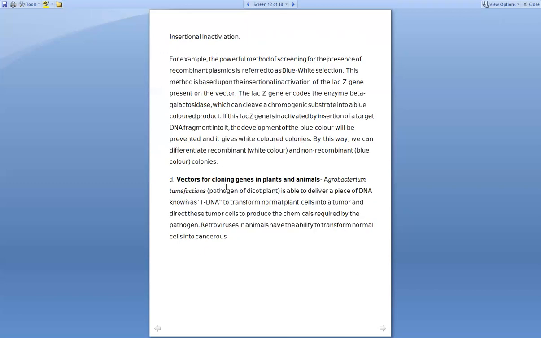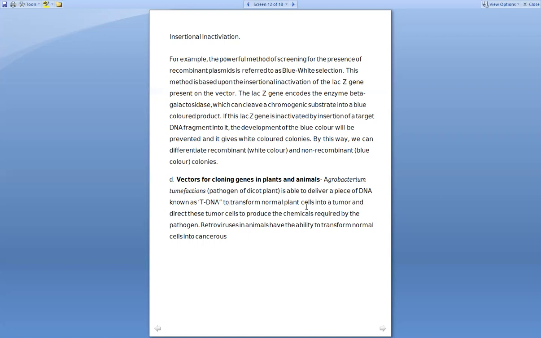The next and the last type is the vectors for cloning genes in plants and animals. Now there are different types of vectors for cloning genes in plants as well as in animals. So here the examples have been given. Agrobacterium tumefaciens, right? That is the pathogen of a dicot plant, that means a plant containing two cotyledons, right? So this Agrobacterium tumefaciens is able to deliver a piece of DNA which is known as tDNA, right?